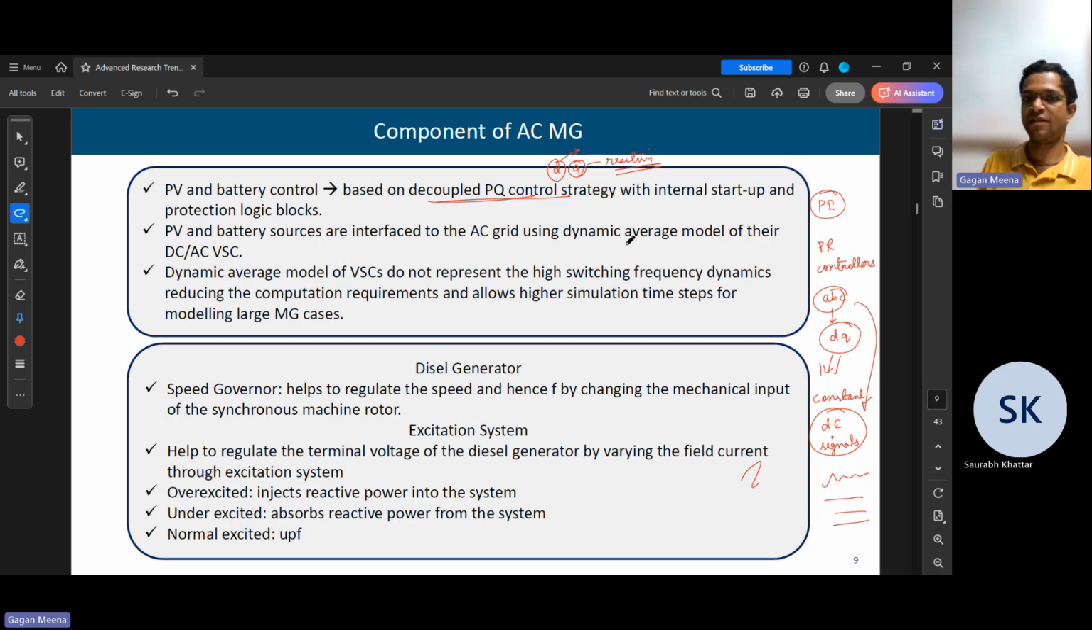Then another thing is that the PV and battery sources are interfaced to the AC grid using a dynamic average model. We can create different models when we are doing simulations. We can create a detailed model, we can have an average model, and we can have a steady state model.